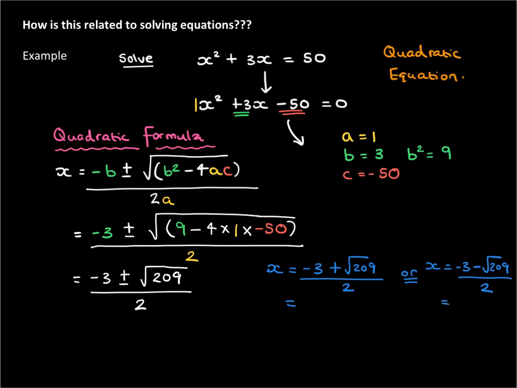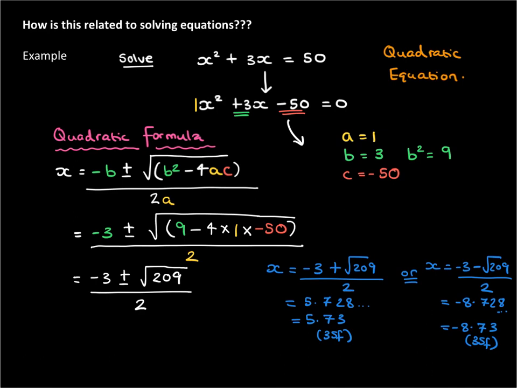So here they are. We have 5.728, which I'm going to round to 5.73 to 3 significant figures, and my secondary answer, negative 8.728, which will round to negative 8.73 to 3 significant figures. Now, you may be wondering why we've suddenly segued into using the quadratic formula, but I promise this will be important a little bit later on.